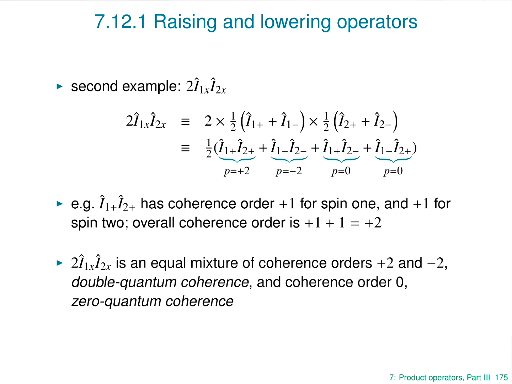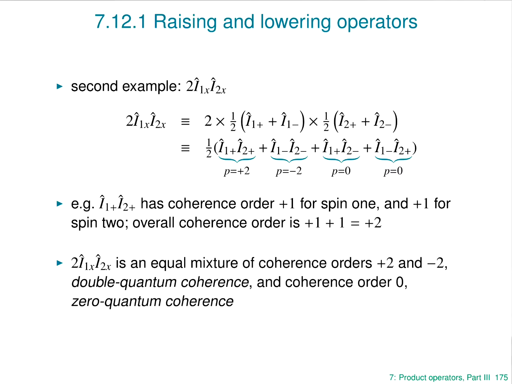So we can see from this analysis that 2I1x, I2x is a mixture of coherence order +2 and coherence order -2, the first two terms in equal measure, and another two terms that have coherence order 0. So in fact, 2I1x, I2x is a mixture of double and 0 quantum. And you can only find that out using this analysis.